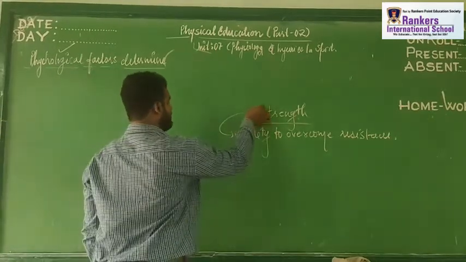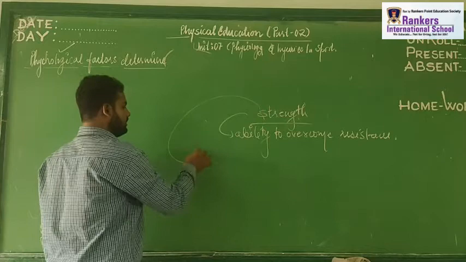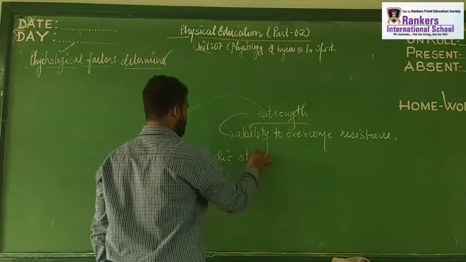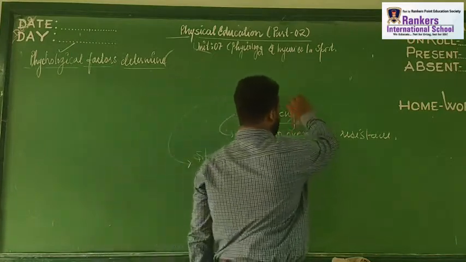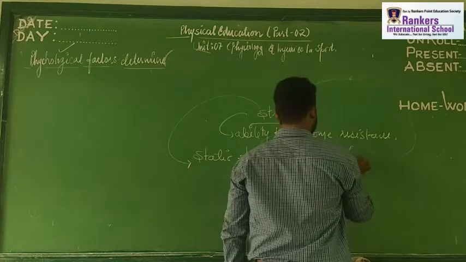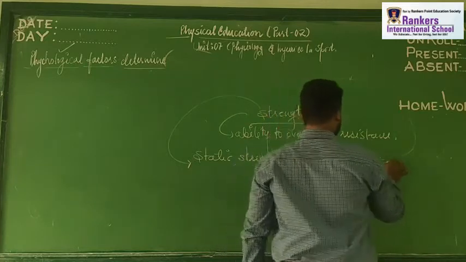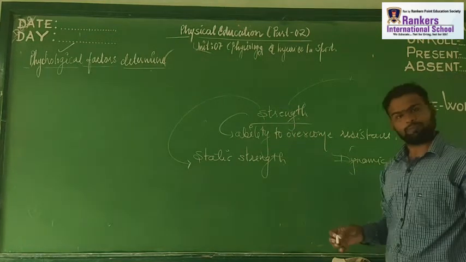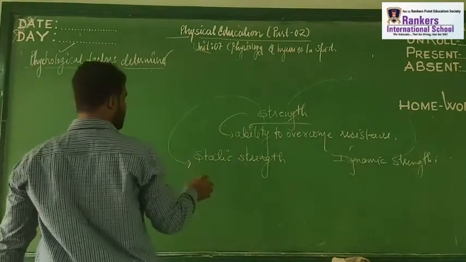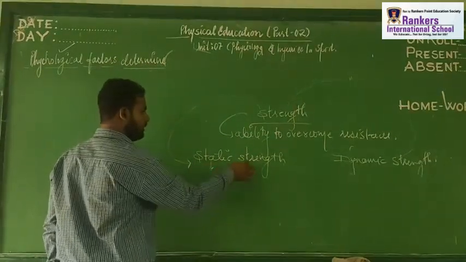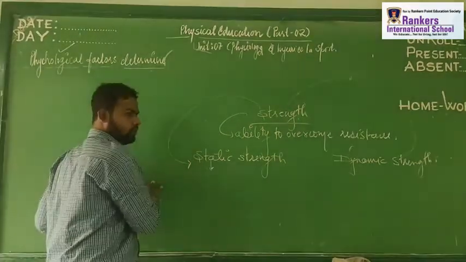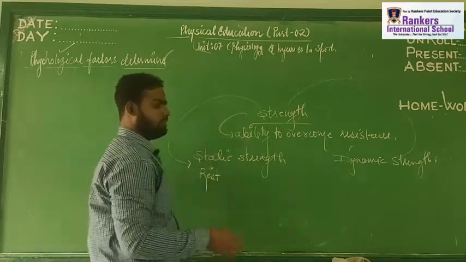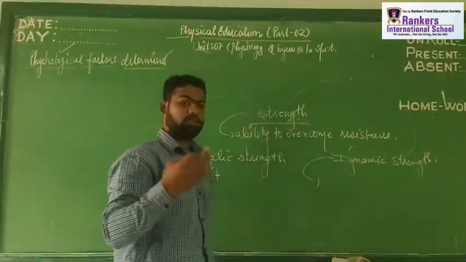So strength is basically of 3 types, right? Static strength, and the second one is dynamic strength. When we talk about static strength, it means things at rest. If I am standing and pushing this board, it is static strength. When the thing is in motion, we call it dynamic strength, which is basically of 3 types.